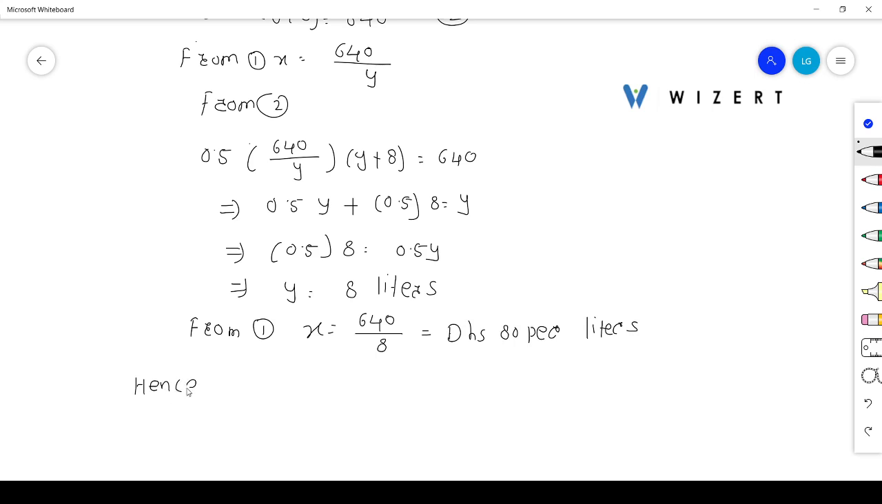Hence, the original price is 80 dirham per liter.